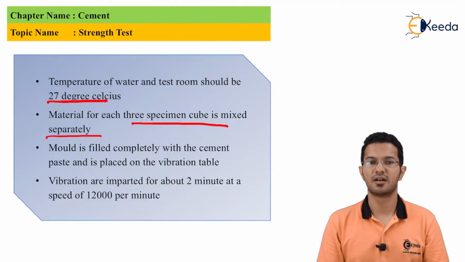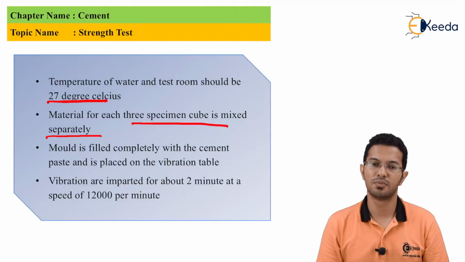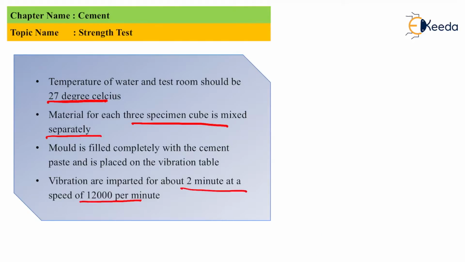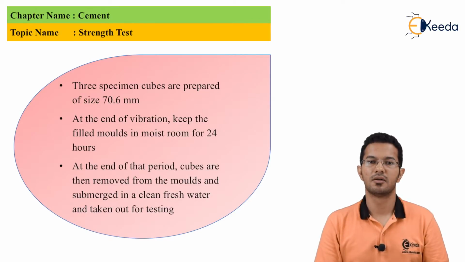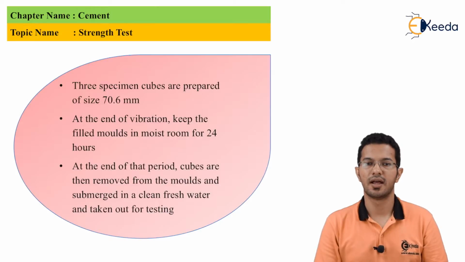The mold is filled completely with the cement paste, which is then placed on the vibration table. Vibrations are imparted for about 2 minutes at a speed of 12,000 per minute. 3 specimen cubes of size 70.6 mm are prepared. At the end of the vibration, keep the filled molds in a moist room for 24 hours. At the end of that period, the cubes are removed from the molds, submerged in clean fresh water, and taken out for testing.